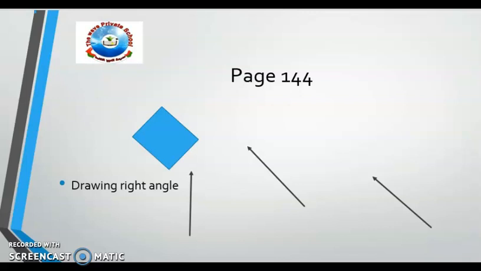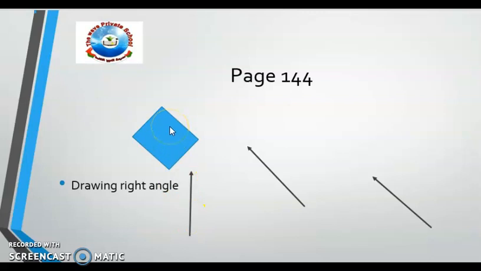So this is page number 144 from your textbook. Take out your textbook and open page number 144. Please follow my steps. On that page, this is question number 1. You can see that they said you have to draw the other side of the lines and make right angles. It means you have to draw a straight line.